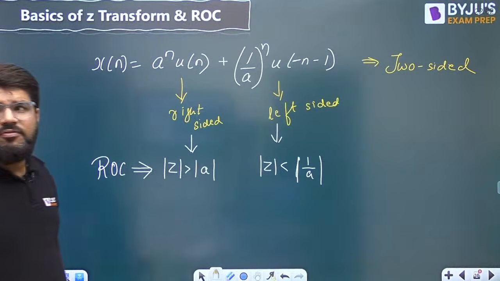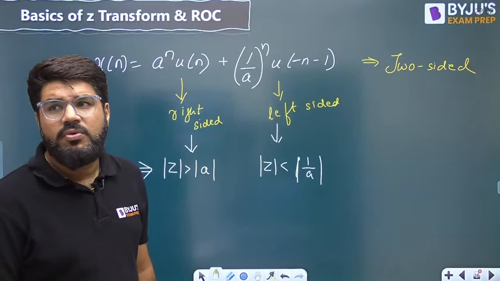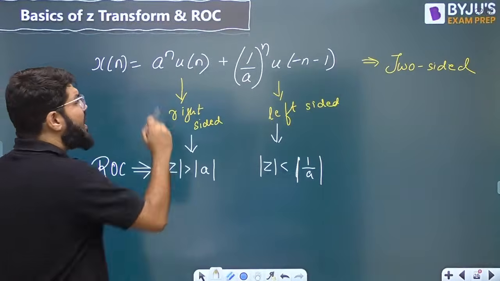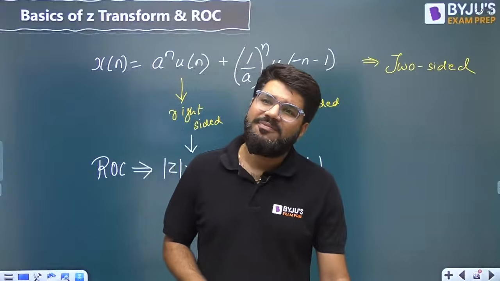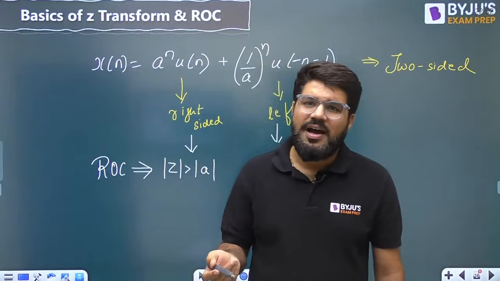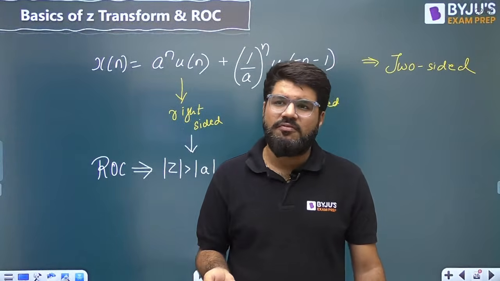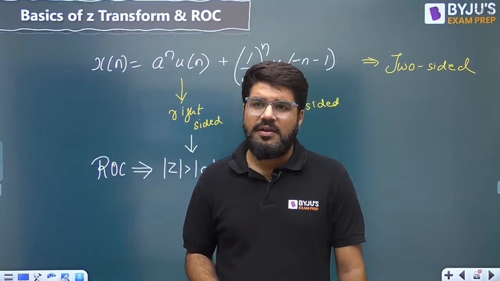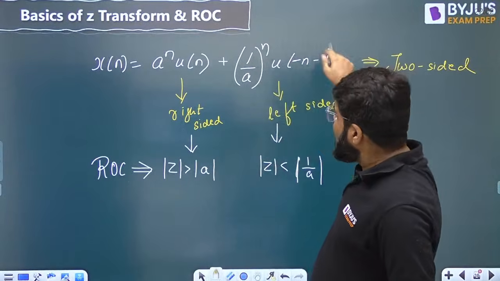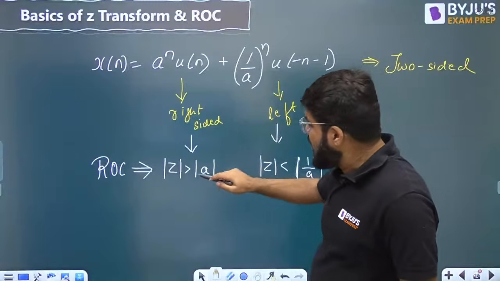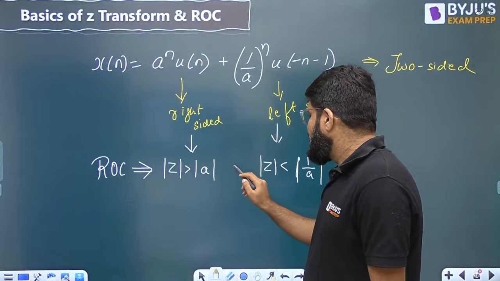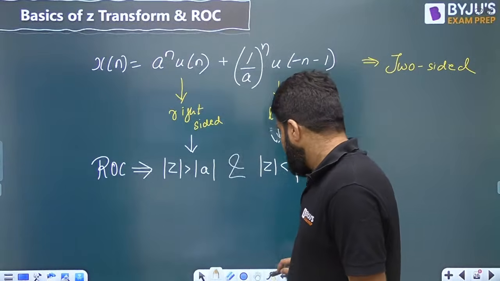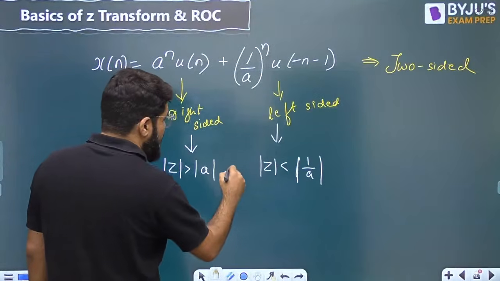Now, good evening ABD, we have to take care of both the parts, both the signals. If any one of the ROCs fails, if any one of the Z transforms fails, the total answer will also fail. So for the Z transform of the entire signal to exist, this should also be true. That means you have to take an intersection.